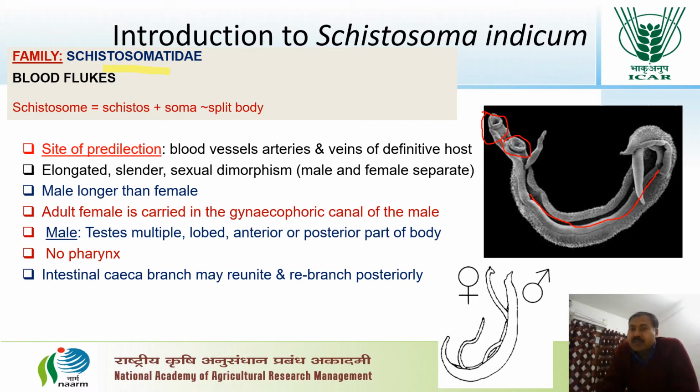Now, sexual dimorphism is well marked in this particular genus. The adult female is carried in the gynecophoric canal of the male. And unlike the other trematodes, the number of testes differs. In case of trematodes there is only a pair of testes, but in case of schistosomes, they have multiple testes.